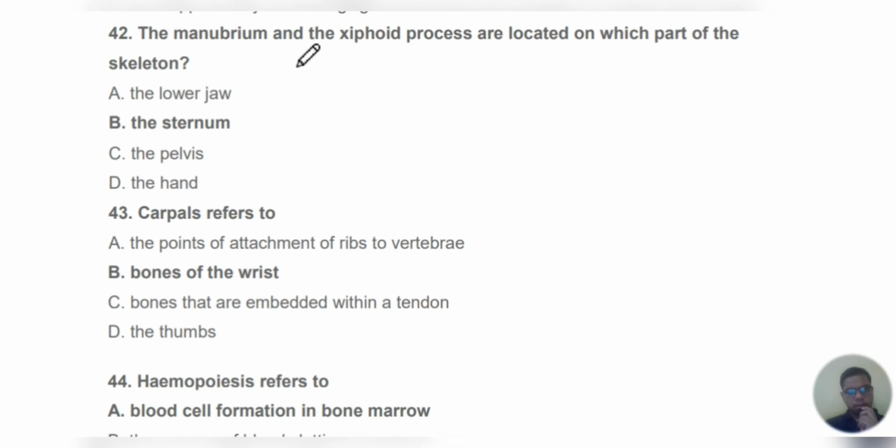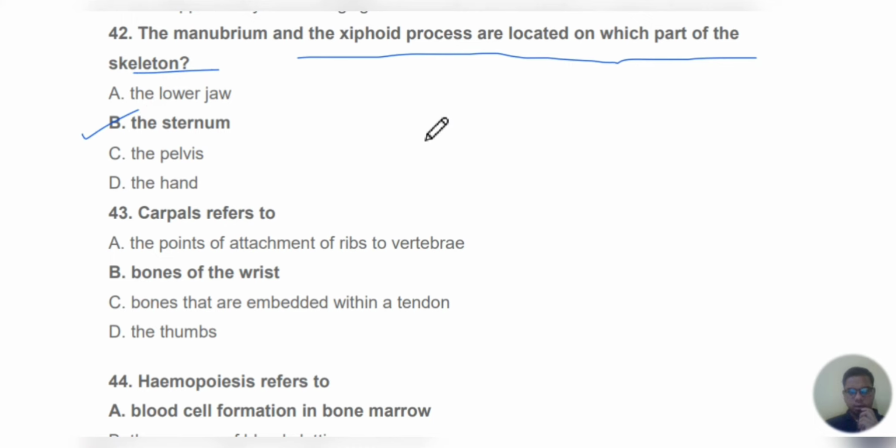The manubrium, the xiphoid process are located on which part of the skeleton? The answer is B, the sternum. Sternum jo hai wahan pe ye xiphoid jo hai wo process hota hai aur located hai, yani ki yahan pe sthit hai skeleton ke paas, sternum ke paas.